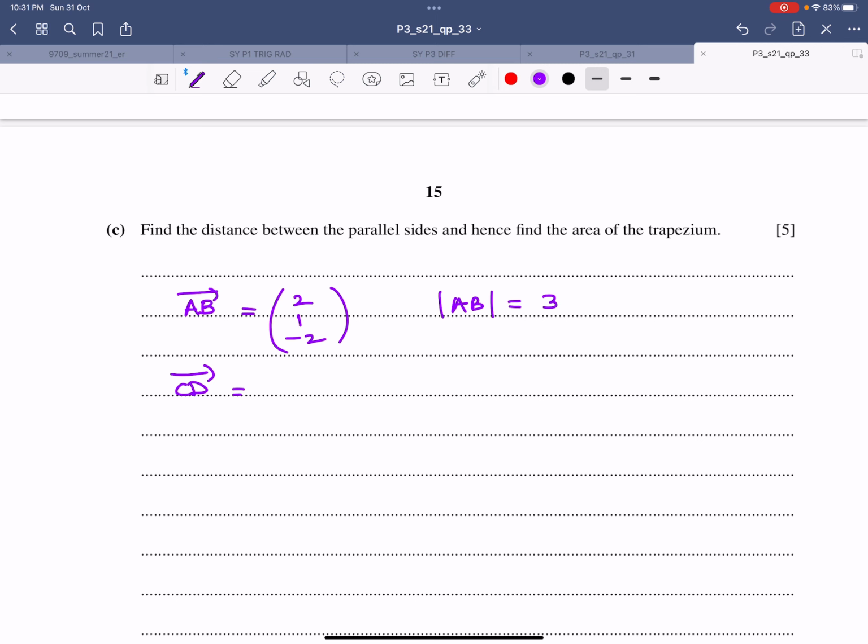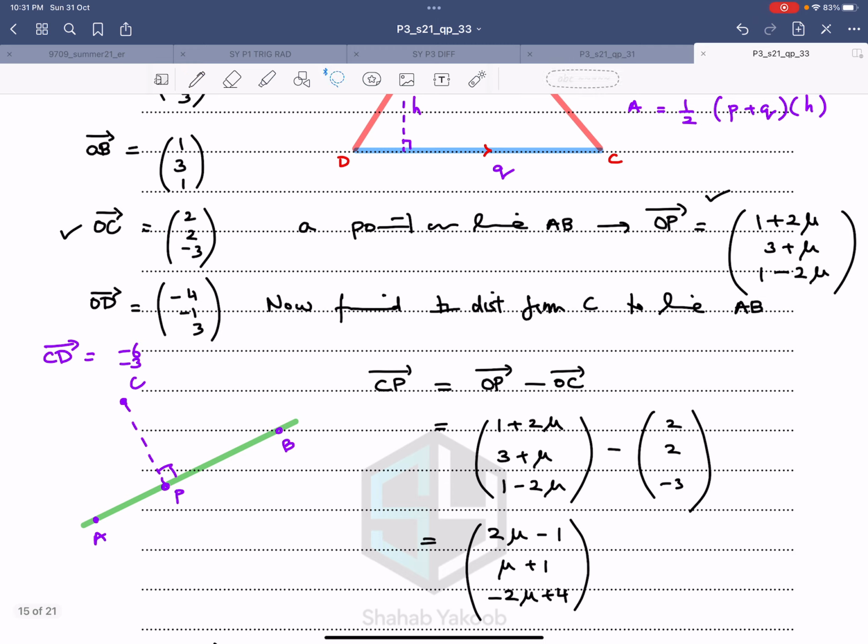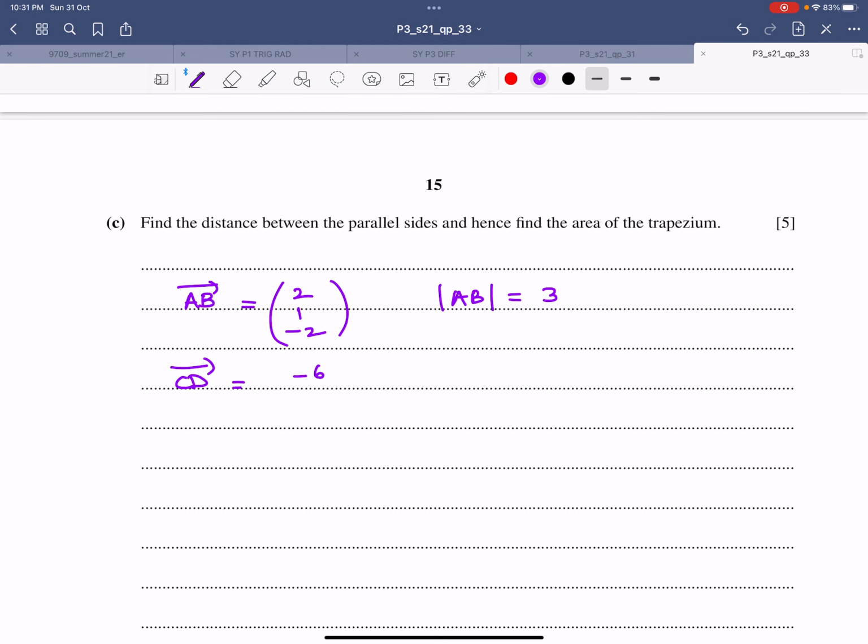I need CD, so let me first find CD. Subtract in any order, who cares? Minus 4 minus 2 is minus 6. And this is minus 1 minus 2, which is negative 3. And 3 minus minus 3 is 6. So CD is (minus 6, minus 3, 6). The magnitude of CD would be 6 square, which is 36, 3 square, which is 9, 6 square, which is 36. So 72 and 9 is 81. That's again a beautiful number, which is 9 units.